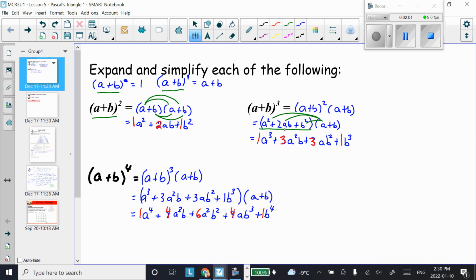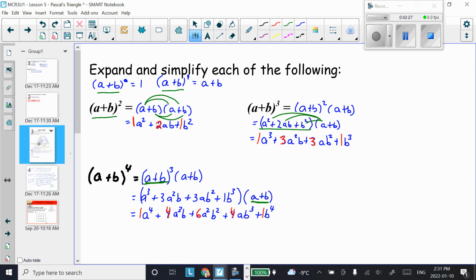And then to do a plus b to the fourth, it would work the same way. You'd have to figure out what a plus b cubed is first, and then multiply those 4 terms by the a plus b in the second bracket. So that's pretty tedious, because if I wanted to work out, for example, a plus b to the 10th, that would take a long time. So there is a quicker way to expand these out.